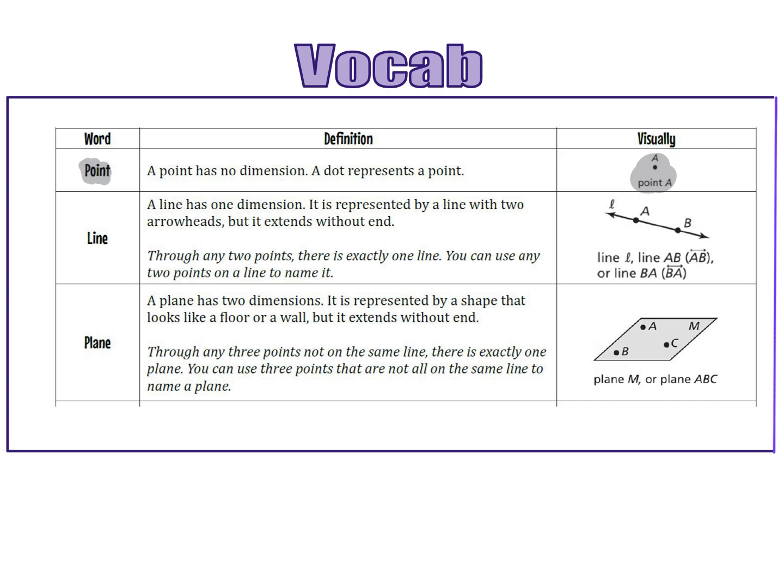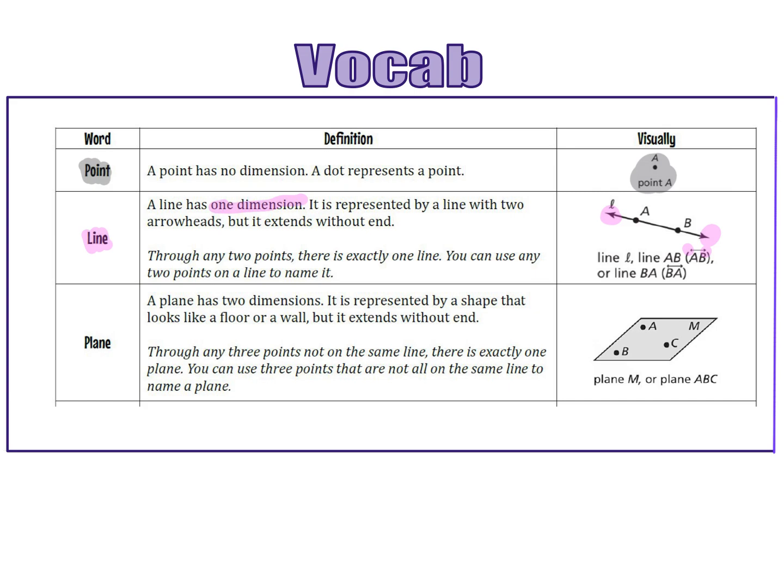A line, our second word, is just what we get when we connect 2 points. A line has one dimension. It's represented with 2 arrowheads, so it's important to note that a line goes forever in both directions. So it extends without end. Through any 2 points, there is exactly one line.